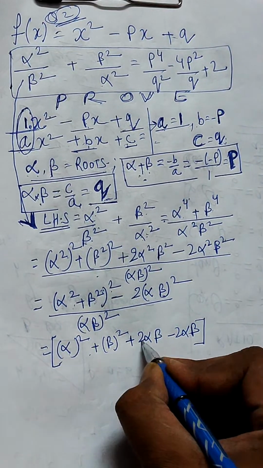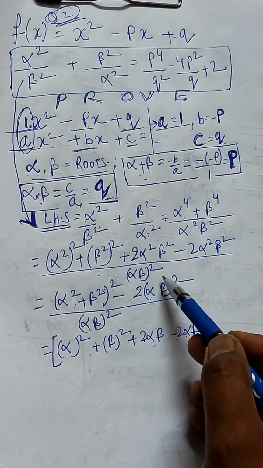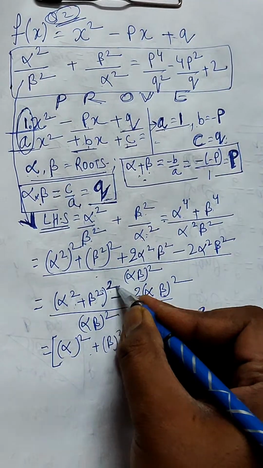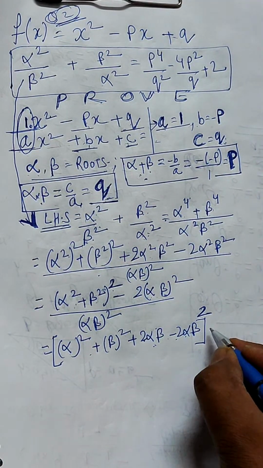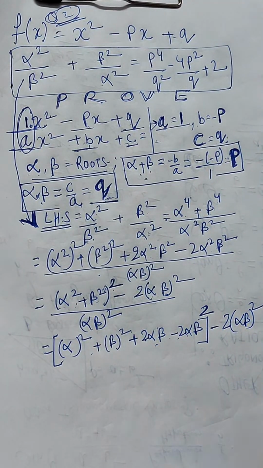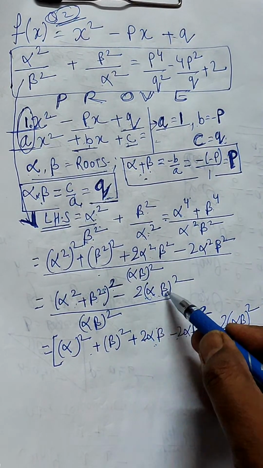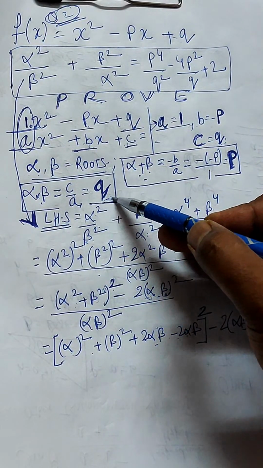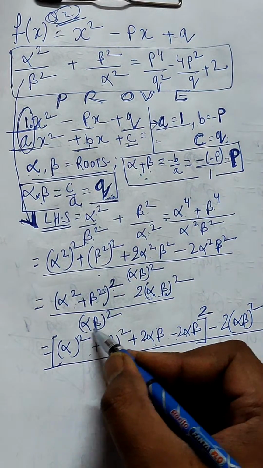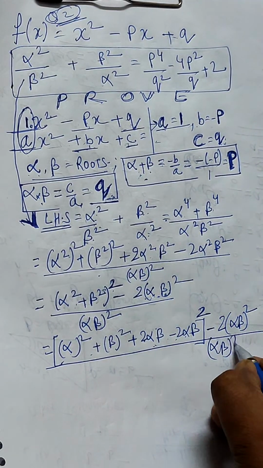Just add and subtract 2 alpha beta as we did two steps back, right? And here the square will be as it is, minus 2 times alpha beta whole square. This is alpha into beta, so it is easy to put in the values of alpha plus beta and alpha into beta, which we have already derived. Now this will be divided by alpha beta whole square, okay?